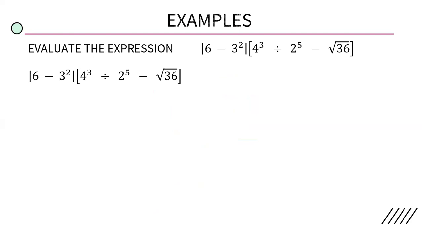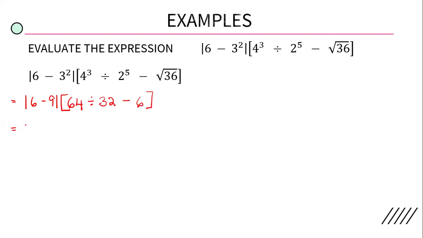We have the absolute value, so we have the absolute value of 6 minus 3 squared, which is 9. Open bracket, 4 cubed. 4 cubed is 64. Divided by 2 to the 5th power, which is 32. Subtracting the square root of 36, which is 6. Each one of them is separate, so I'm able to do all of them one time.